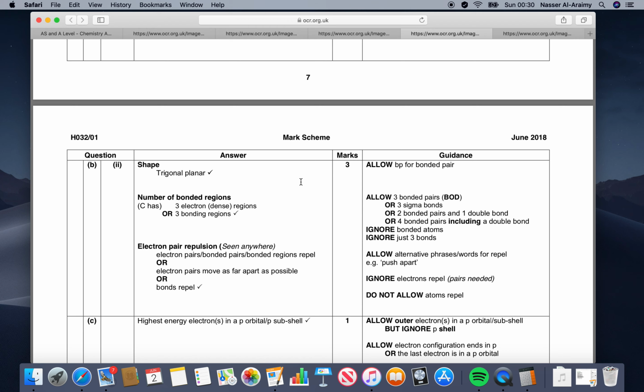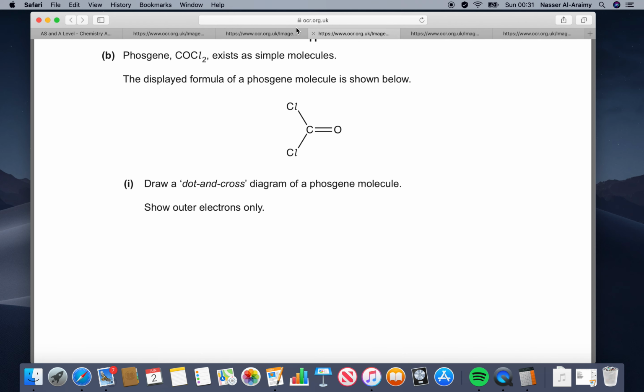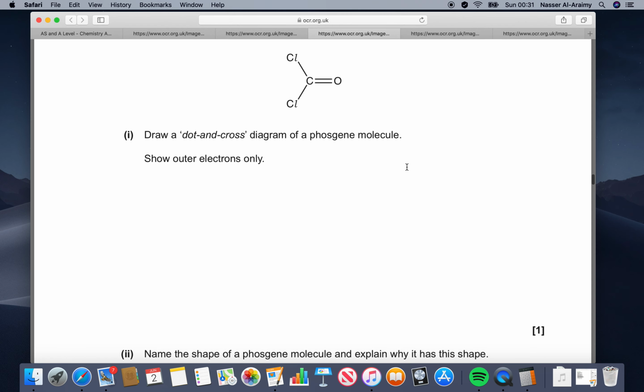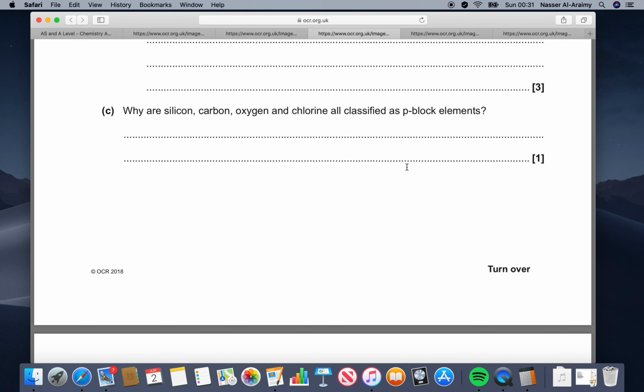Those ones. So know your shapes of molecules and know why. Know why certain things have. Know why if you get something with a lone pair, you'd get extra. You'd have to leave extra room.